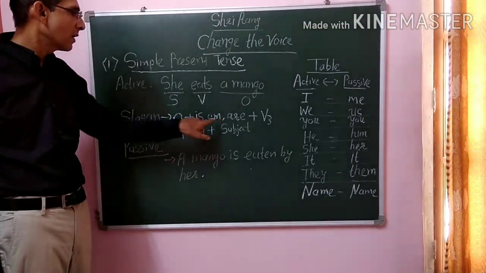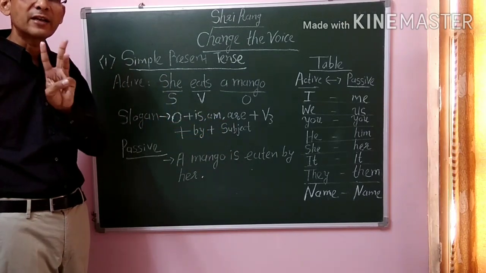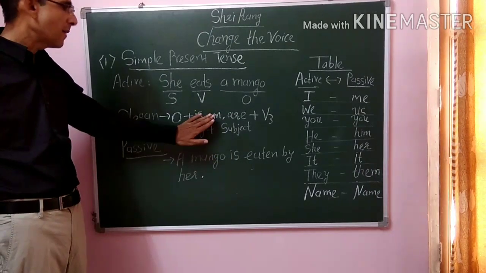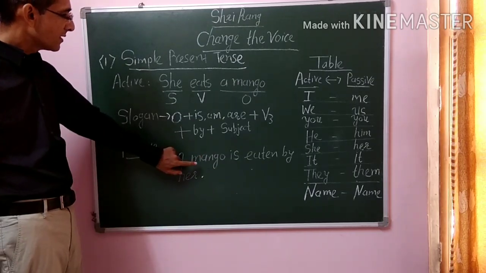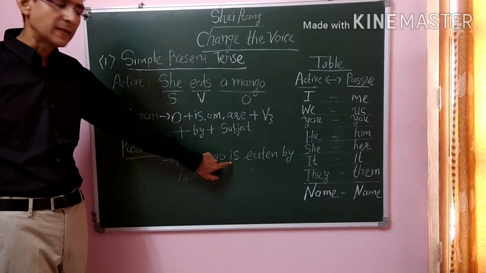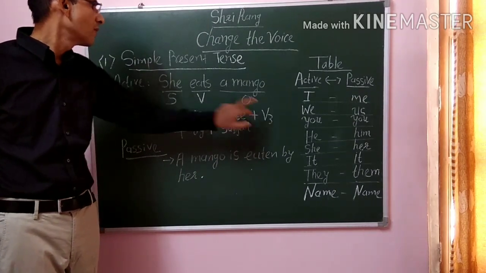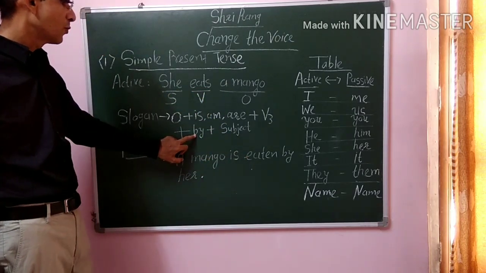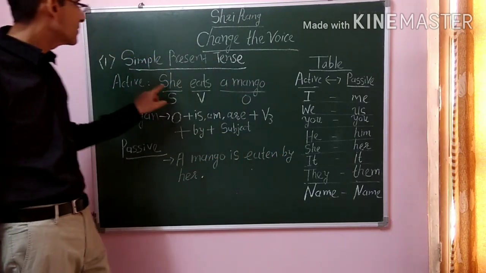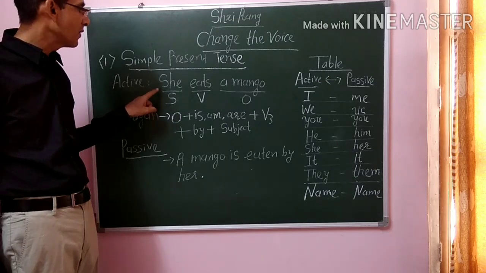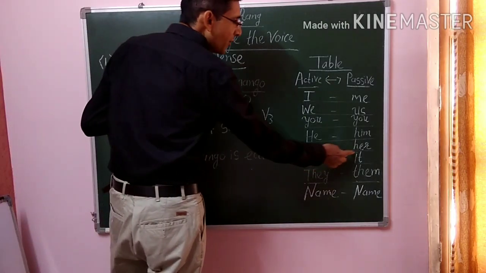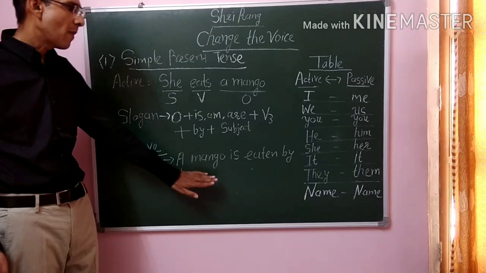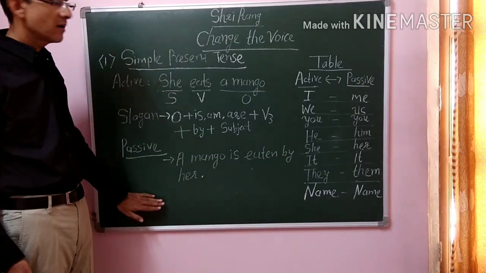Then use the to-be form: is, am, are. You have to select any one from is, am, are. We are not able to use are because a mango is singular. Am is used with I, and here is a singular mango. That's why we are using is. Then the verb's third form. The verb here is eat, and its third form is eaten. Then we have to put by and then the subject. The subject is she. Before using the subject, we have to see this table. She turns into her, and that's why here we are using her. So the sentence is: A mango is eaten by her.